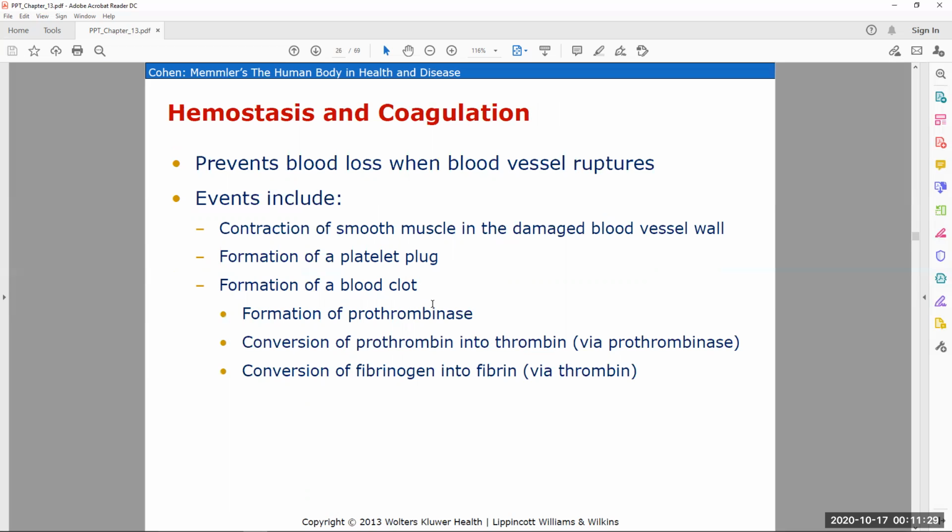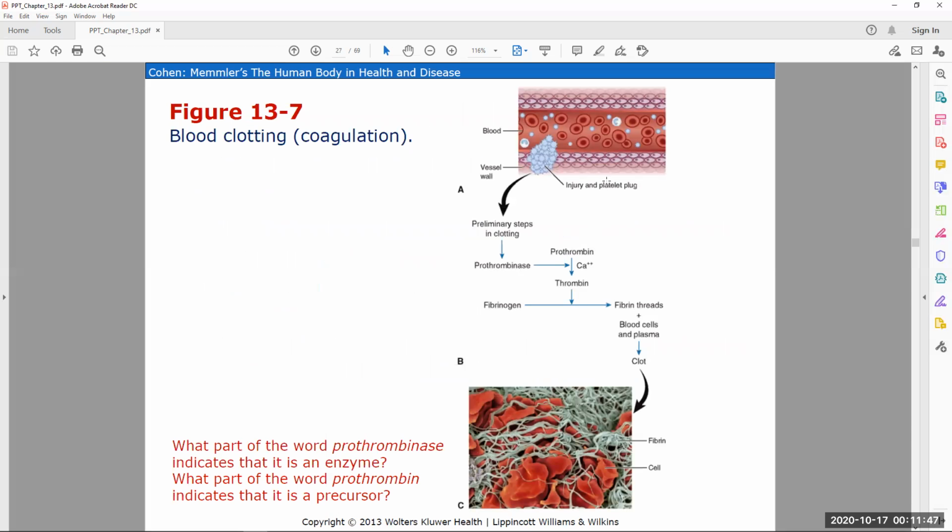There's a cascade involved, and it leads to the formation of prothrombinase. You could tell by the "ase" that it's an enzyme, and this prothrombinase leads to the conversion of prothrombin into thrombin, and then, of course, conversion of fibrinogen into fibrin via the thrombin. So you have this cascade in terms of an injury to the vessel wall. This initiates this cascade, leading to the conversion of prothrombin into thrombin.